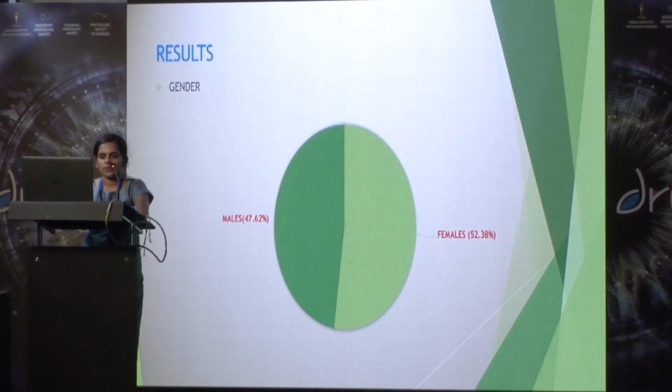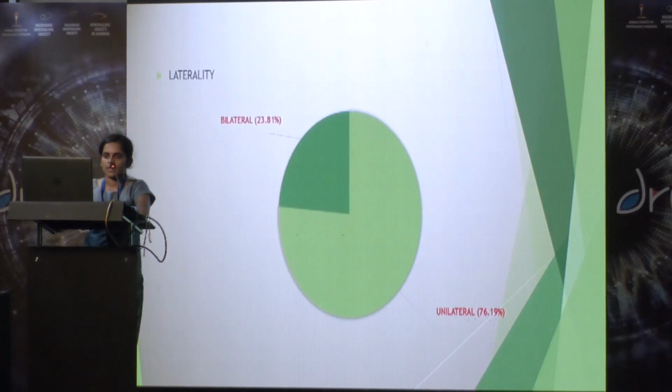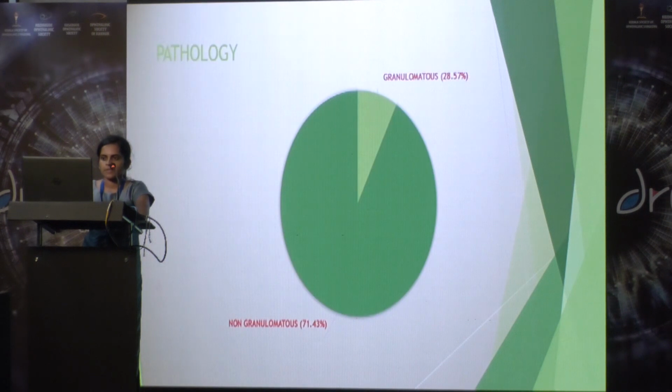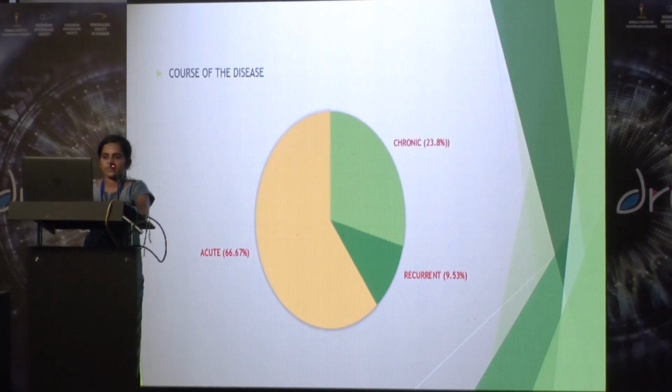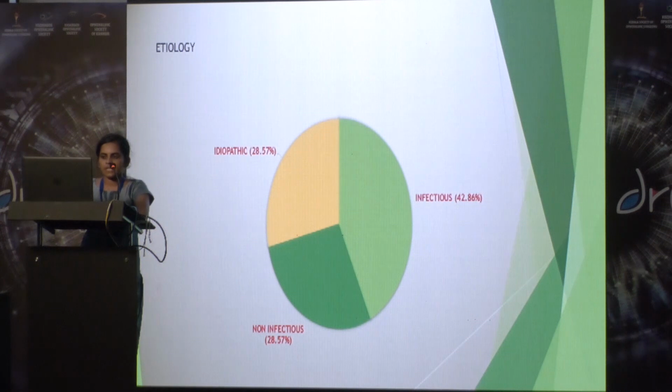The study results I have got: there was no particular gender preponderance found. Male and female groups contributed almost equally. In laterality, about 76% were unilateral and bilateral contributed 23%. Pathology: the majority of cases were non-granulomatous, about 71%, and 28% were granulomatous. Course of the disease: most of them had an acute onset, that is 66.67%, followed by chronic 23% and recurrent 9%. And this is the etiological classification.